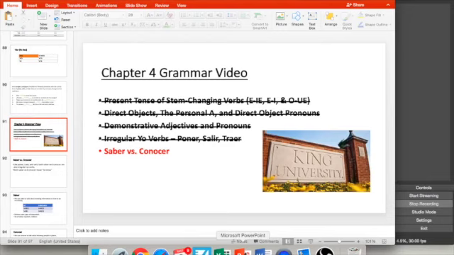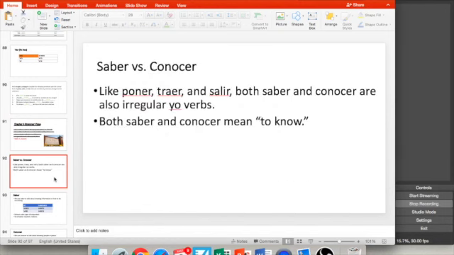Okay, friends, here we are for our final grammar topic in Chapter 4. This is the topic of saber versus conocer, which actually is one of my favorite topics to teach you about in Spanish, and I completely understand why your book put them in this chapter. Just like poner, traer, salir, and all those verbs we were just talking about that are irregular yo verbs, saber and conocer are also irregular only in the yo form.